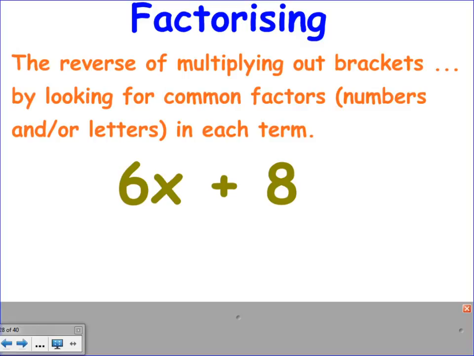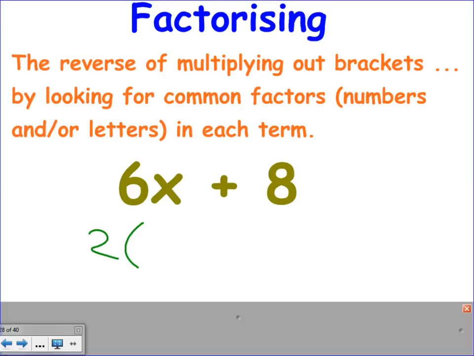Okay? So, might sound funny, I've got 2 terms. I've got an x term and I've got a number term. But there's something common in both of them. What is common to 6x and to 8? There's number terms in both. So what number is common to both? 2. 2 goes into 6. 2 also goes into 8.